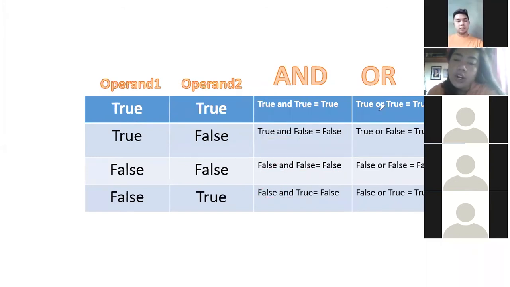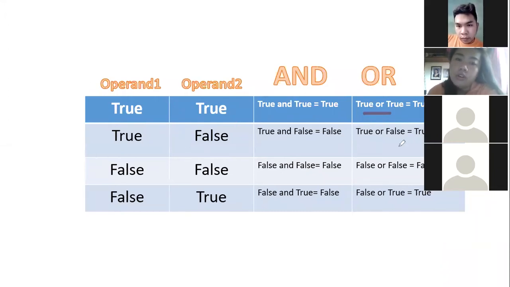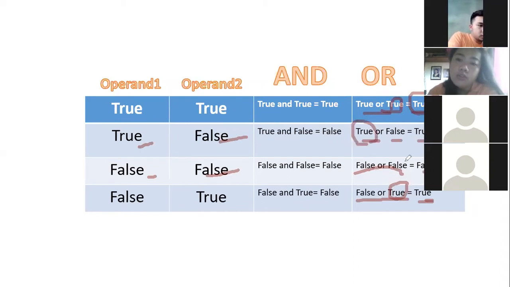Ganun din sa OR. So, true or true is true. True or false, the answer is true. False or false, the answer is false. False or true, the answer is true. Sa OR, if one of the operands is true, the answer is true. Dito, walang true, kaya the answer is false.